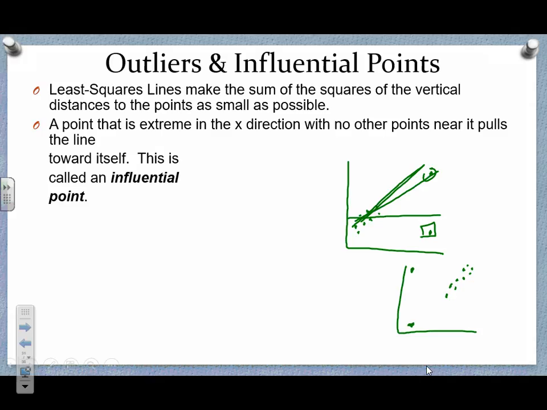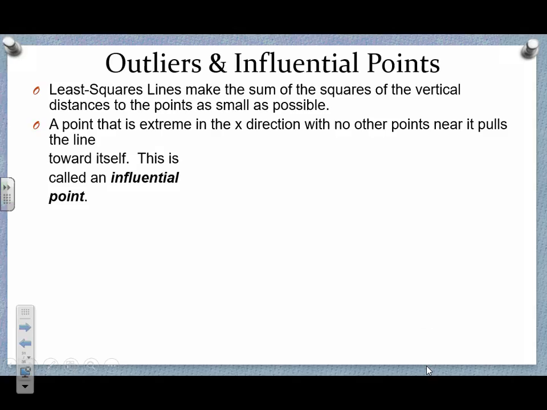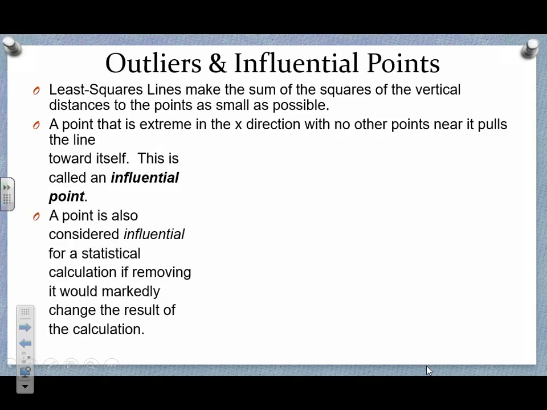Okay? Now, the other way to think of influential points, so when we talk about whether a point is influential for a certain measure, is to think about, if we remove that point, will we drastically change the result? So we consider points to be influential for a given calculation. So maybe calculating mean, maybe calculating correlation, calculating slope and y-intercept. So a point will be influential if removing that point would markedly change the result of the calculation.